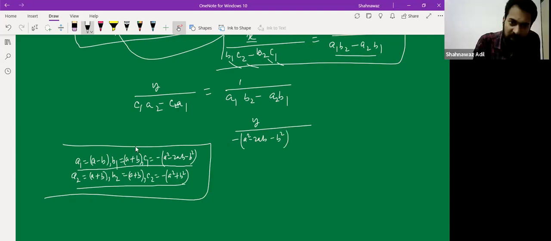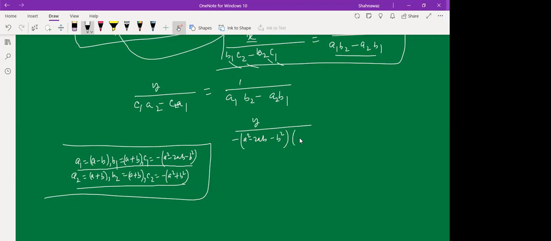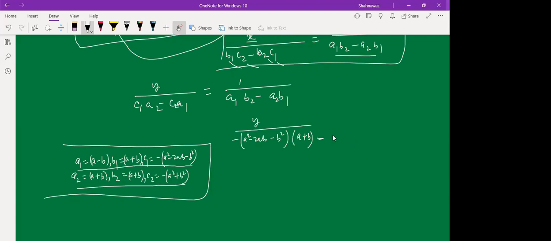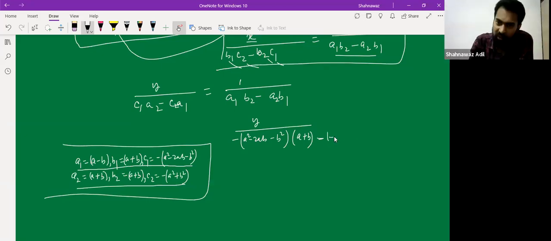Right, and A2 is what? A2 is A plus B. Right, A plus B. And again, minus of C2. So what is C2? Minus A square plus B square. Yes, minus of A square plus B square. Right, and then you have A1, which is A minus B.